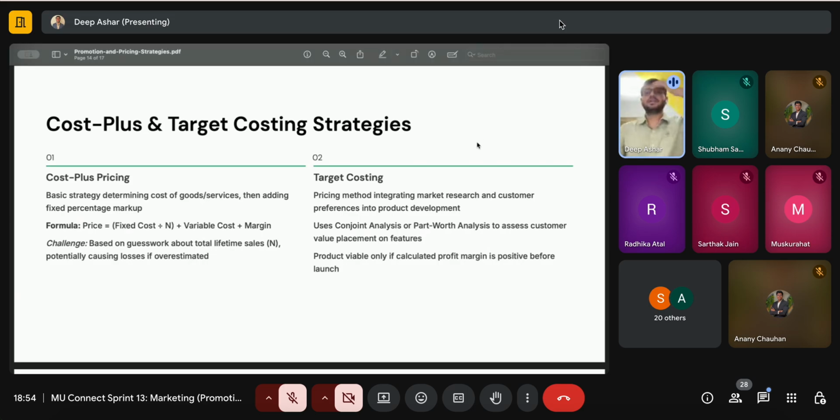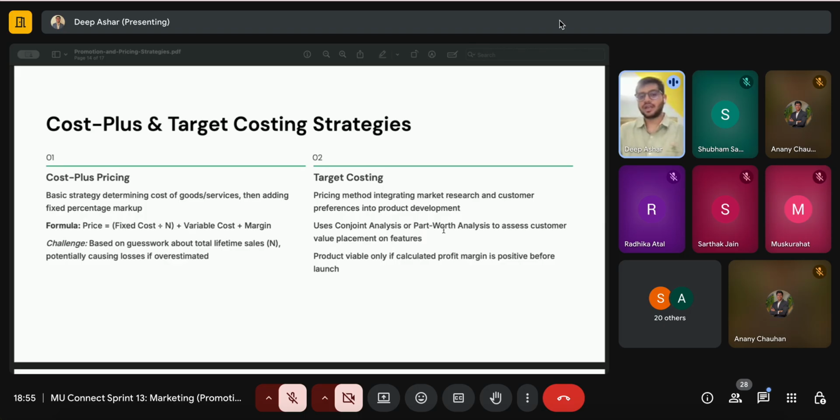pricing method that integrates market research and customer preferences into product development. So we understand from consumers what it is that they are willing to pay for a particular feature, for a particular product. It's very heavy on market research. We understand from them for each aspect how much they are willing to pay, and for an overall product, how much they are willing to pay.